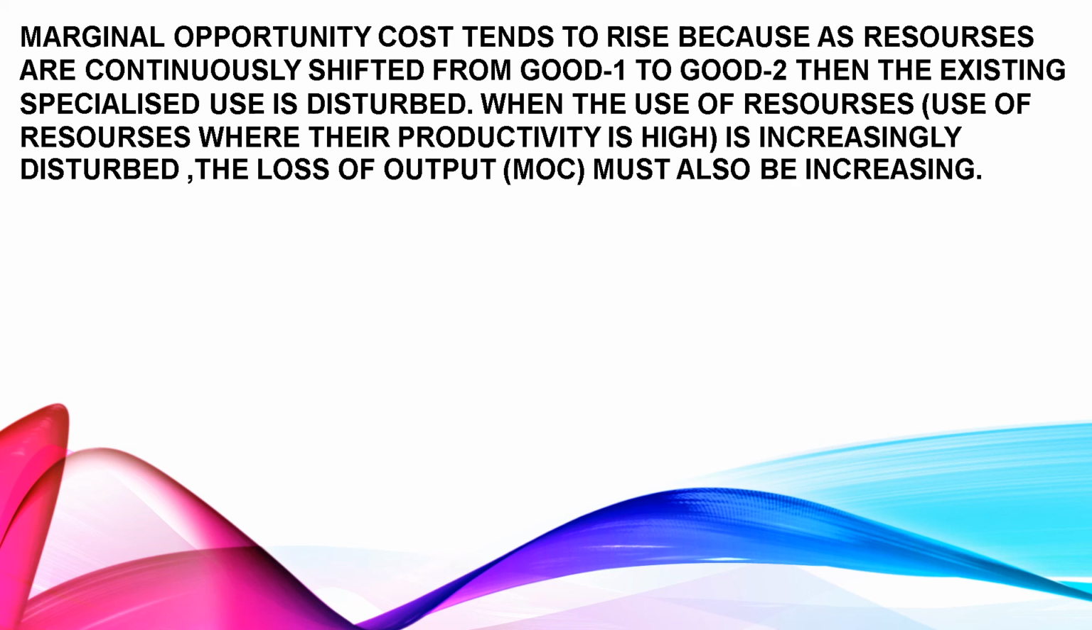जिसकी वजह से ही हमारा MOC जो होता है वो इंक्रीज होता है। सो marginal opportunity cost tends to rise because as resources are continuously shifted from good 1 to good 2, then the existing specialized use is disturbed. When the use of resources where their productivity is high is increasingly disturbed, the loss of output, MOC, must also be increasing. So I think you all have understood that.